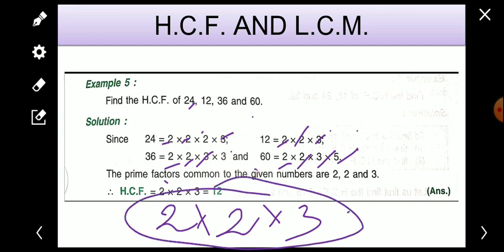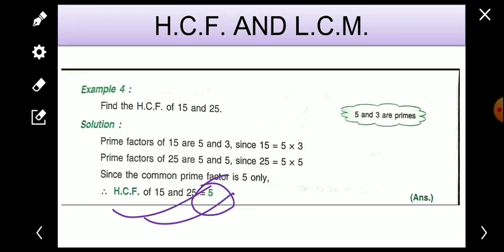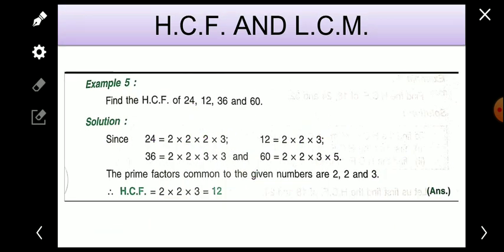Now we will multiply them. So 2 times 2 is 4, times 3 is 12. So we have got 12. The first step is to split the numbers in terms of prime factors. After that we will take the common prime factors and multiply them. Whatever product we get, that is the HCF. So here we have got the HCF 12.